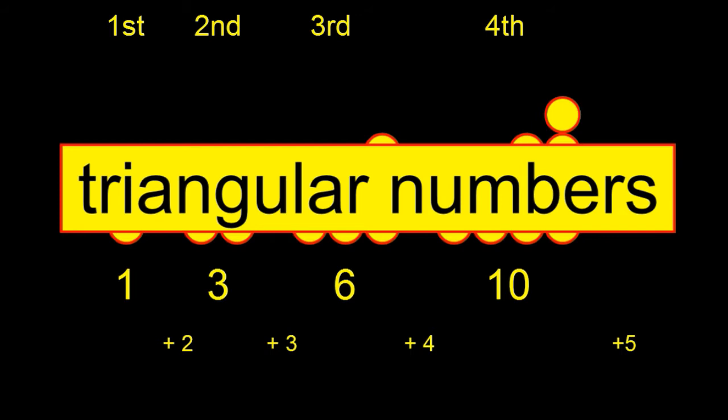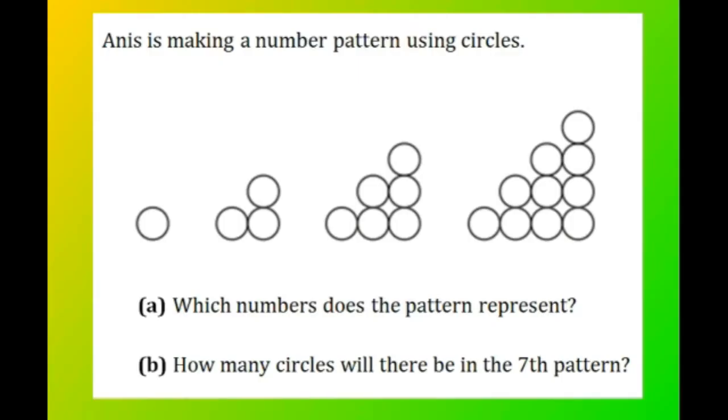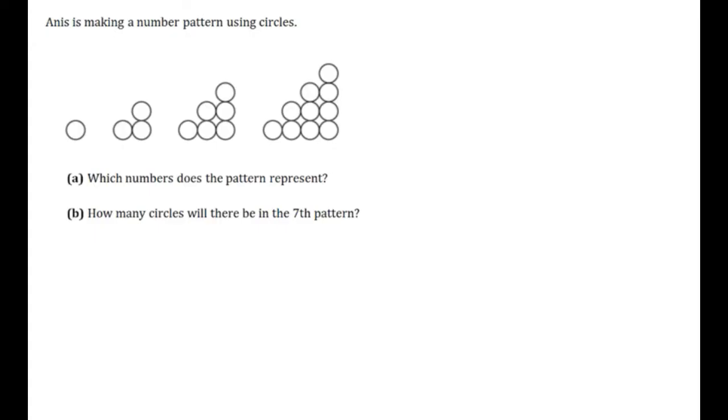So let's now return to the question at the beginning of the video. Anis is making a number pattern using circles. Which numbers does the pattern represent? And how many circles will there be in the seventh pattern? Well, we've already said that these are triangular numbers. So now for the second part of the question.